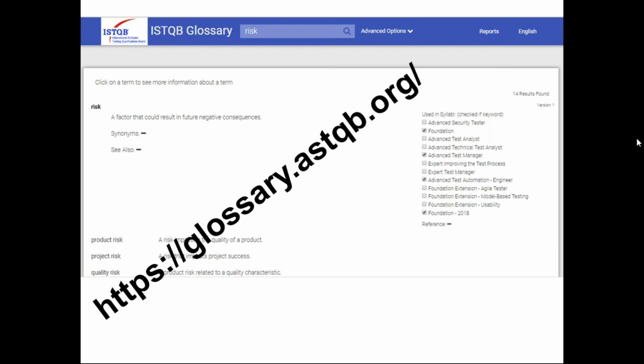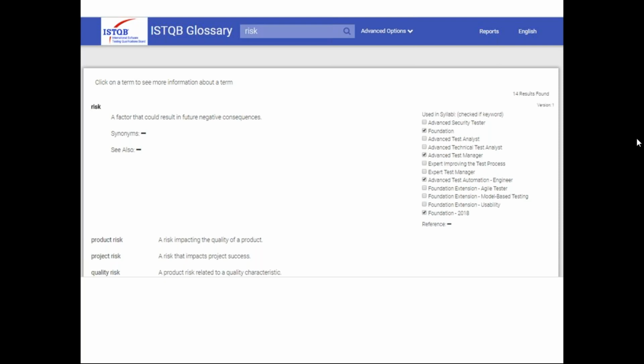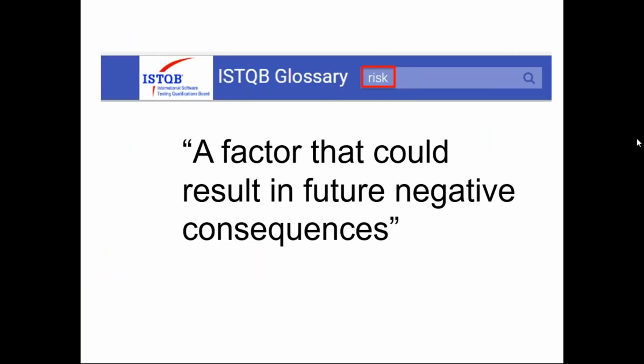So I just want to navigate a bit through some of the glossary entries to see what they will give us insight about in terms of the area of risk. So this is a zoom in of the key term itself, risk. And the idea is that we are talking about some factor that could result in future negative consequences. So it is an expectation or a concern or something that has not yet happened. It's in the future, and we typically worry about negative consequences.